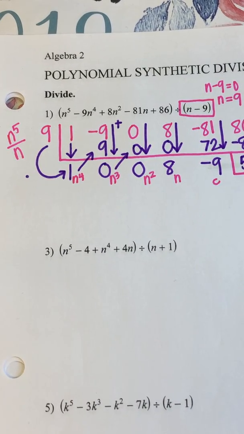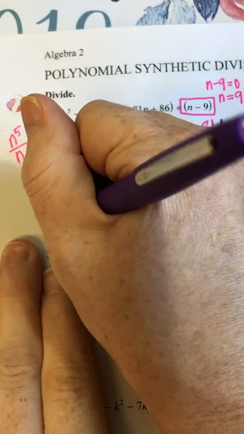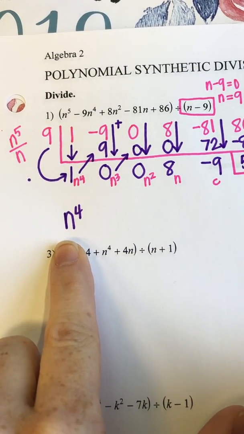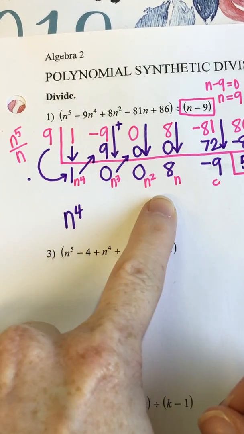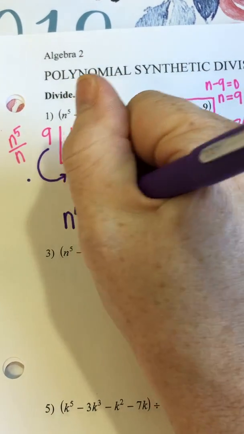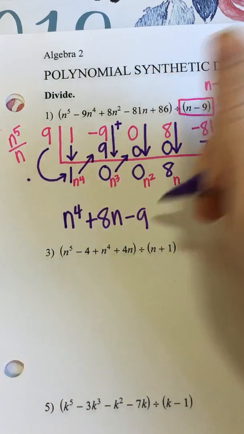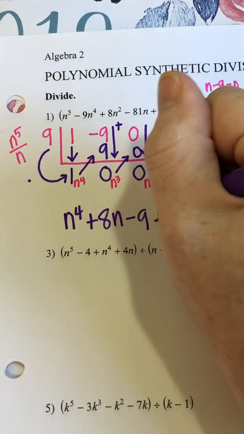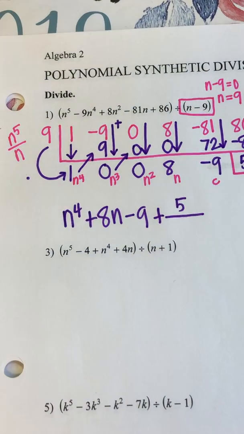Okay? So right here, here's how I write my final answer. I have 1 n to the 4th. Do I need to write the 1 out front? No, it's understood. I have 0n cubed, 0n squared. I don't need to write those. Plus 8n. Minus 9, and then I have a positive 5 for my remainder. So I'm going to do plus, and then 5 on the top of my fraction.